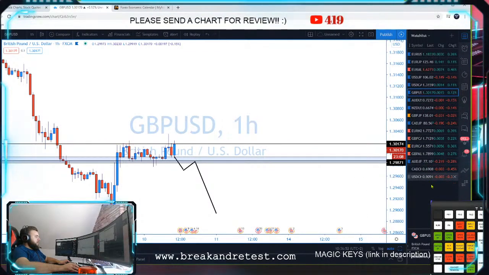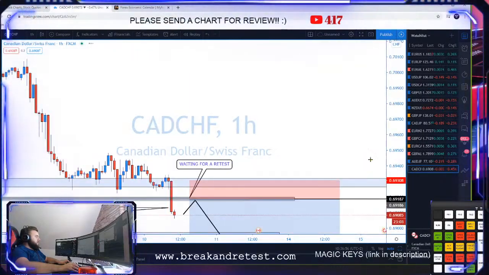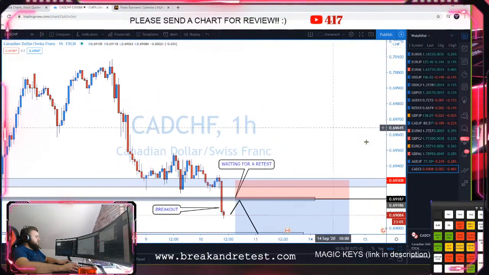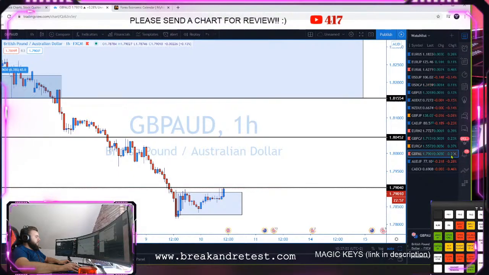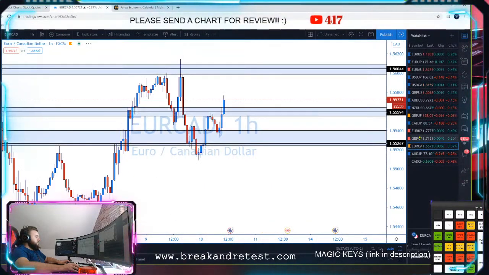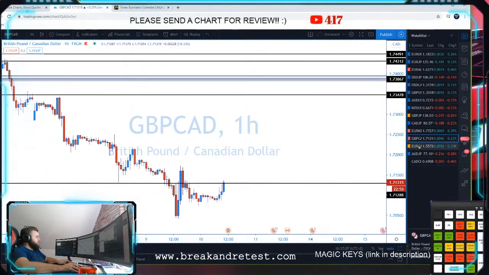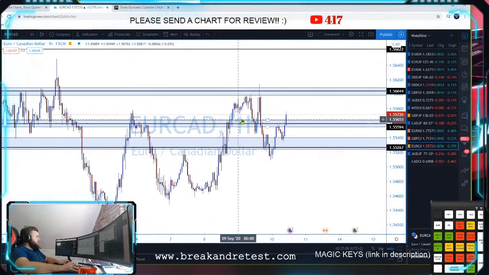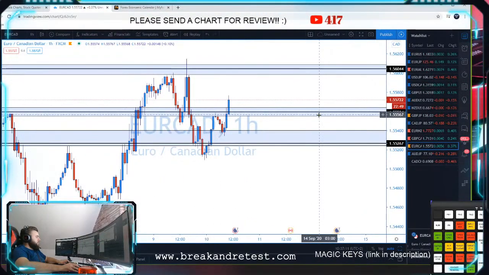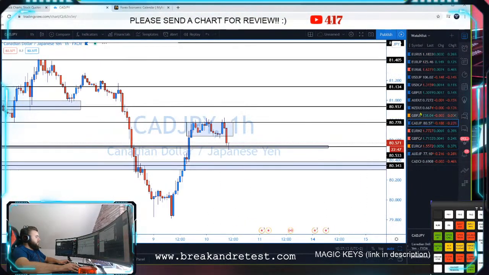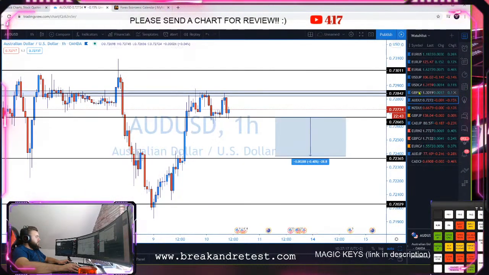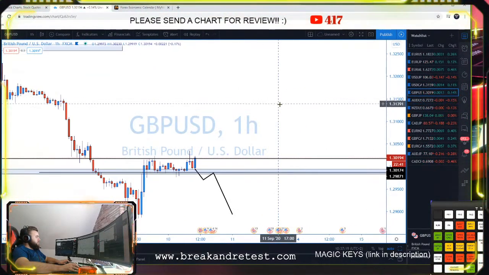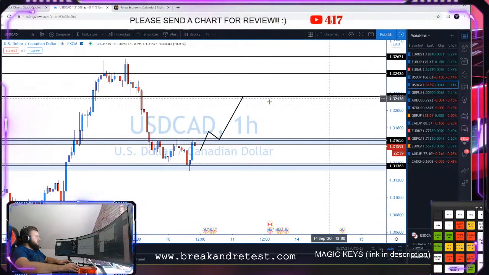NZD JPY. No, I'm not gonna look at these pairs, guys, to be honest. I don't trade them. Simply, I don't trade them, and I don't want to get involved with them. EuroCAD, maybe it's gonna break above from what I see here, but still. GU looks the best.